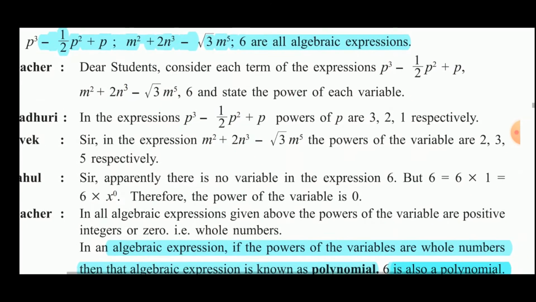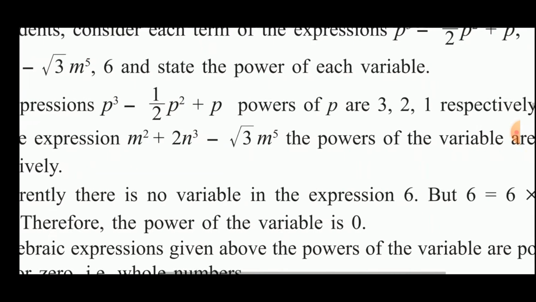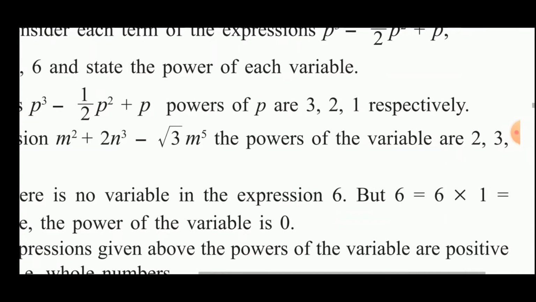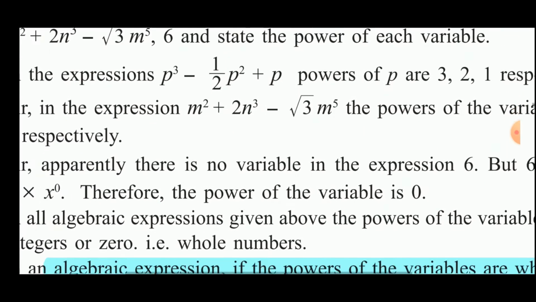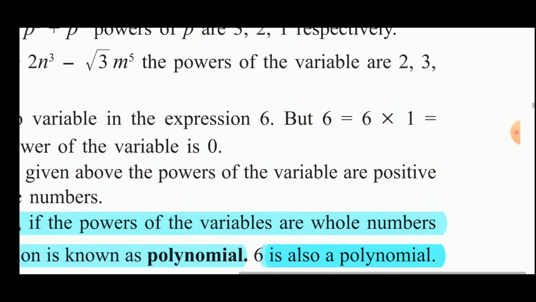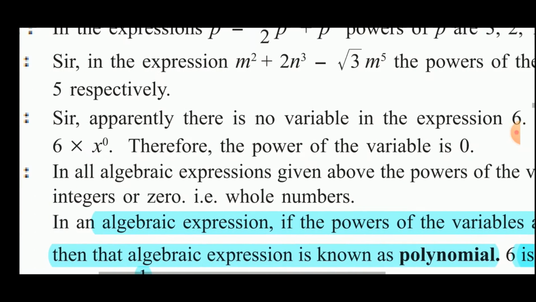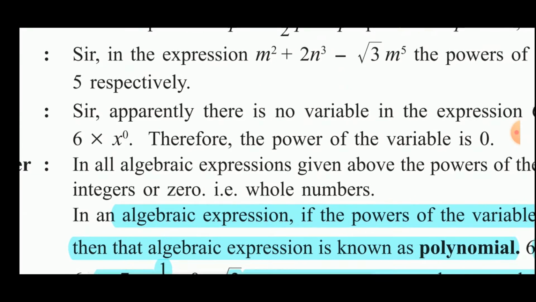Now in the expression p cube minus half p square plus p, the powers of p are 3, 2 and 1 respectively. Now in the expression m cube plus 2n cube minus root 3 m raised to power 5, the powers of the variable are 2, 3 and 5. Now if you take the expression 6, here 6 can be written as 6 into 1, and 1 you can write as x raised to power 0. Therefore the power of the variable is 0.